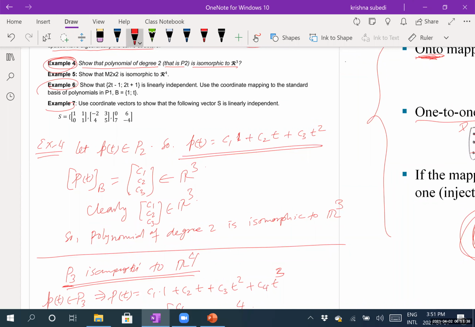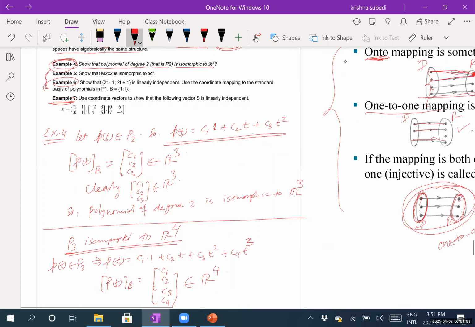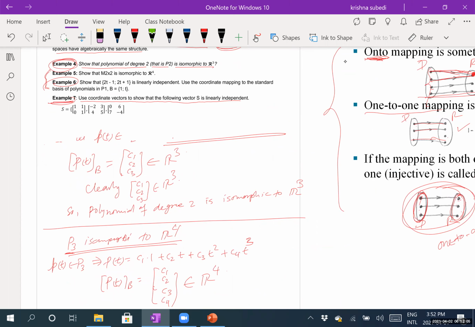You try examples 5 and 6 yourself, and I'll provide the solution in my lecture notes for examples 5 and 6. Example 7, I just want to give you one hint, and I think you'll be able to solve it by yourself. In example 7, use coordinate vectors to show that the following set S is linearly independent. There are many ways to prove this, but if you want to use the coordinate vector, all you need to do is this.